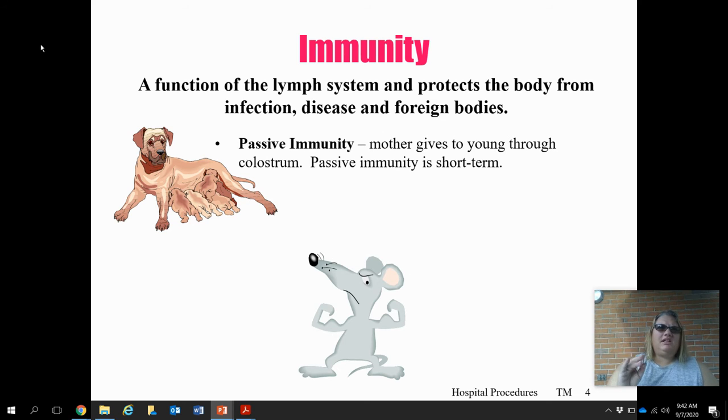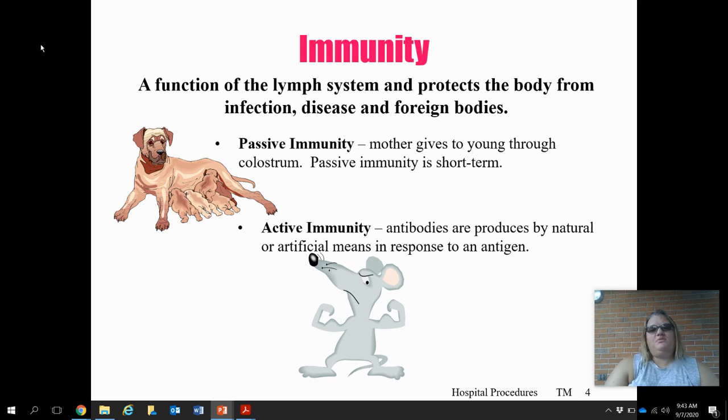It's not as clear and white as normal milk. It's kind of a yellowish color, a little stickier, and it has a bunch of immunities. So anything mom has come in contact with or been vaccinated against, she can pass those immunities on to her young for a short period of time. It does go away, and that's why we start to vaccinate at about 6 to 8 weeks of age, because that passive immunity starts to go downhill. We want to start coming in with the vaccine so that they can continue with that immune response.